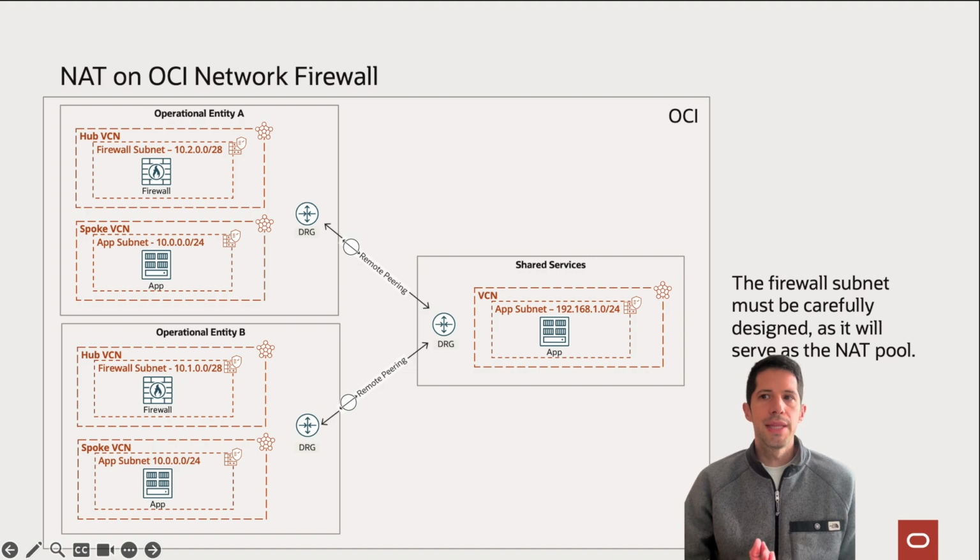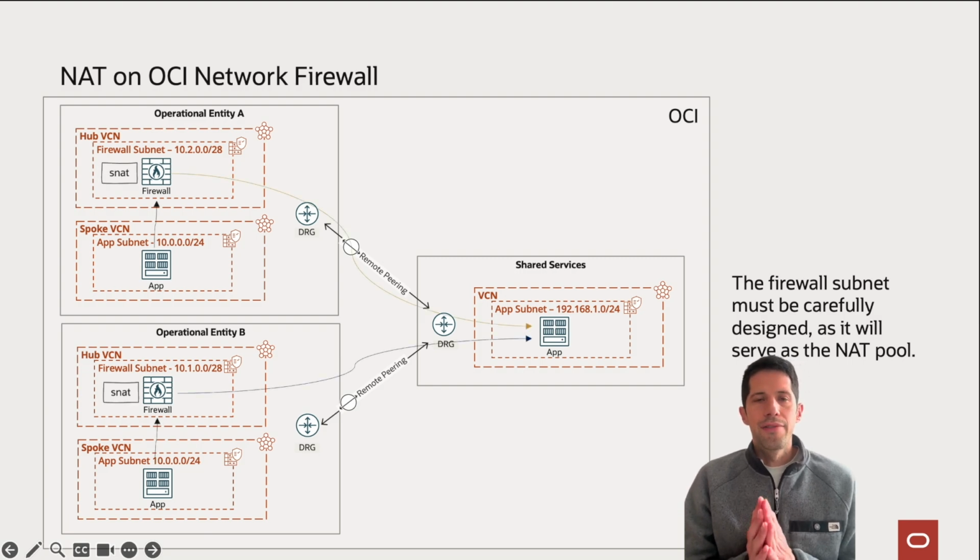To solve this limitation, a NAT policy will be configured in each of the OCI network firewalls with the objective of NATing the source IP of the app subnet. Remember, important, that the NAT pool will be the firewall subnet. Therefore, the firewall subnet of all the firewalls of all the different operational entities must be different.